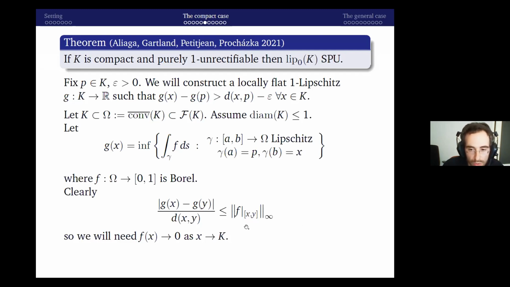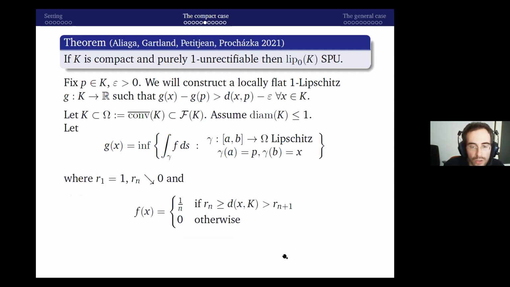So it follows from here that G has to be one Lipschitz, but also if we choose the function f in such a way that it goes to 0 as we go closer and closer to K, then this will be locally flat when we restrict our function to K, which is what we want. So it's enough that we choose f to satisfy this, besides this inequality here. So we will build f like this.